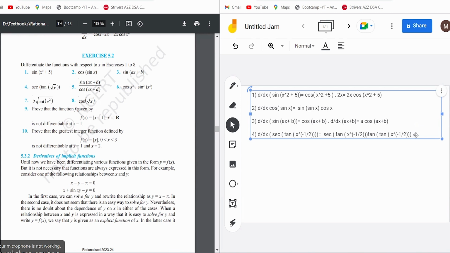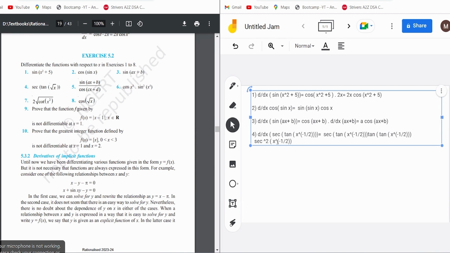Now come inside, differentiation of tan of root x. So firstly, we have to differentiate tan x. Differentiation of tan x is nothing but sec square x. So it would be sec square x. What is x? X is again the same, root x. So it would be x power minus half. Okay. So we have done differentiation of outer function sec. Then we have done differentiation of inner function tan. Now we have to differentiate inner function root x.